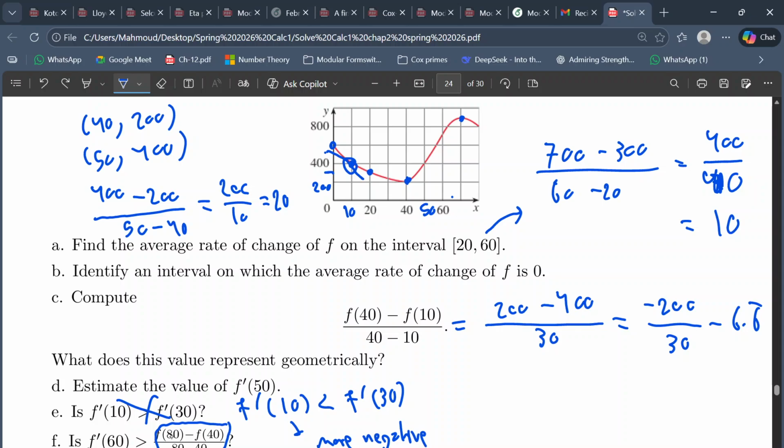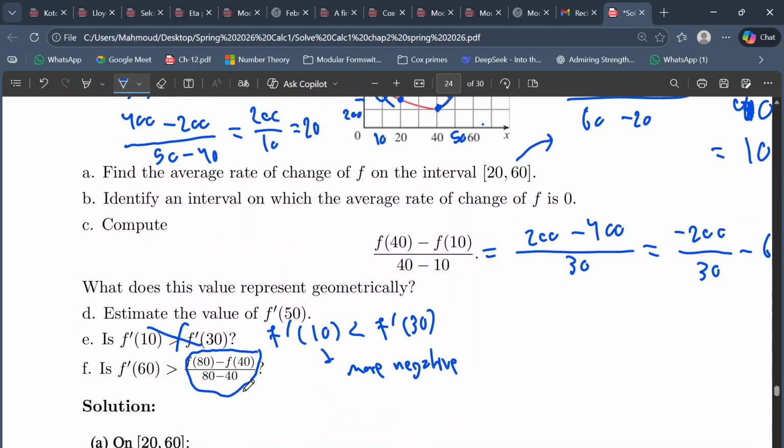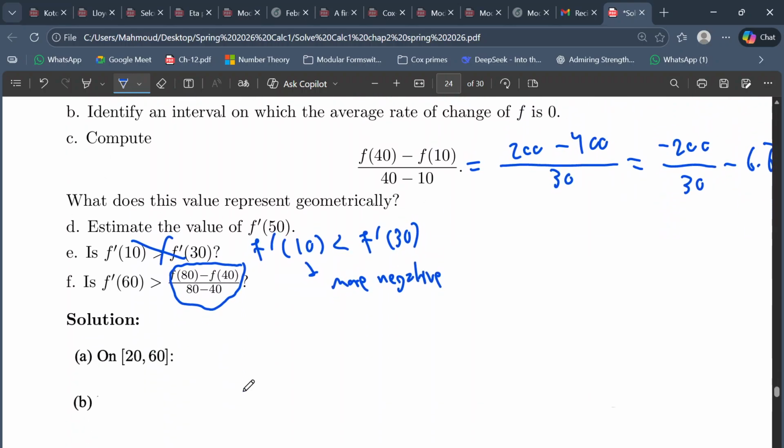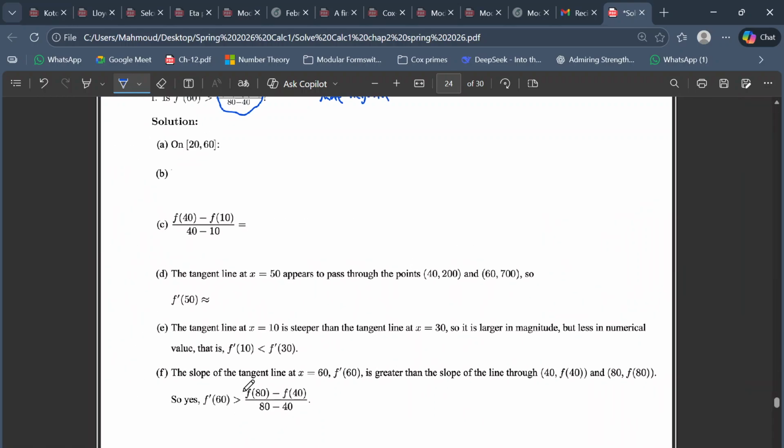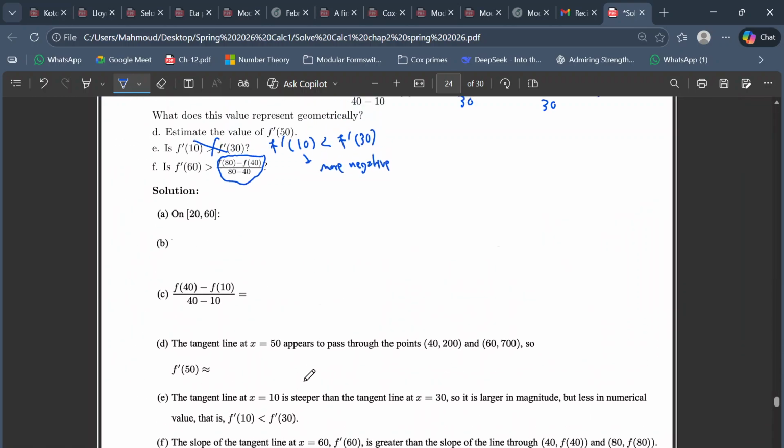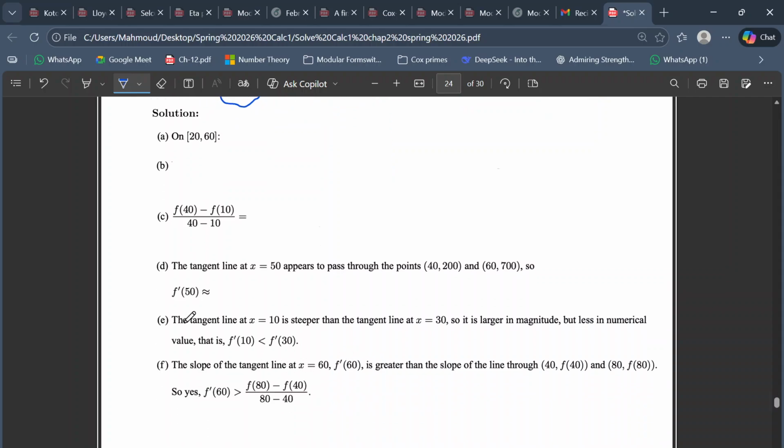80 is here. Yeah. So nearly like this, right? 60 is here. 60 is like this, right? So it's correct, this one, right? Because for f prime of 60, the slope has more value, right? Here we have the solutions of C and D.